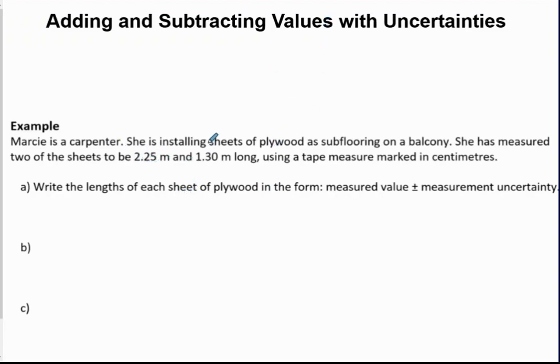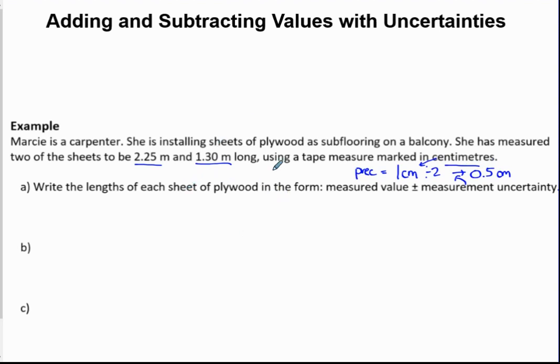So we have Marcy. She's installing sheets of plywood for a subflooring, and the two pieces of plywood are 2.25 meters long and 1.3 meters long. She's using a tape measure that is marked in centimeters. So this gives us our precision. So our precision is 1 centimeter, our smallest unit. Now, I want to write the lengths of each sheet of plywood in the form measured value plus or minus its uncertainty. So in order to find uncertainty, I take my precision, I divide it by 2, and I get half of a centimeter, so 0.5 of a centimeter.